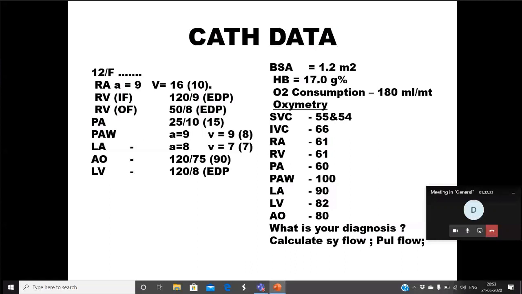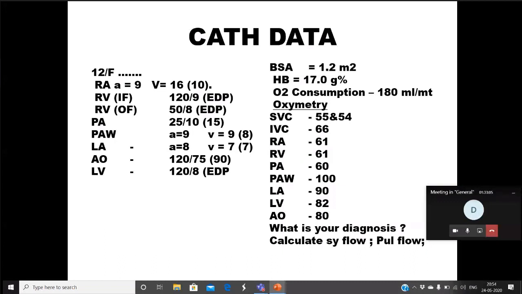Pulmonary artery pressure 25 by 10. That is normal. No, you have to give an interpretation. Is there a gradient between the RV outflow and PA? No gradient between the RV outflow and the pulmonary artery. Sure? There is a gradient of 25 from RV outflow to PA. Okay, 50 and 25. So a gradient is there.